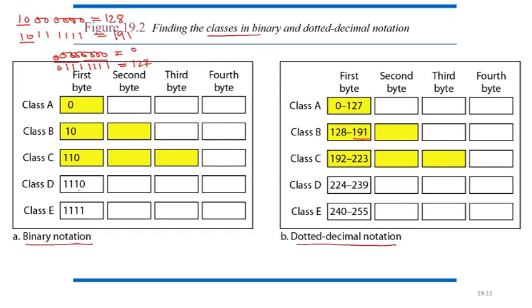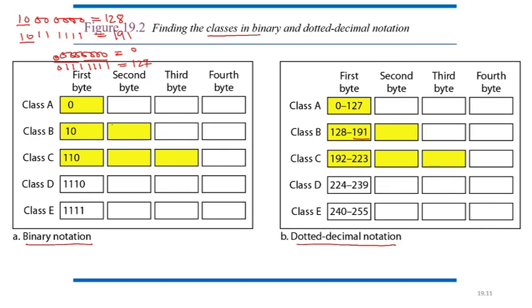Then class D: for class D, these four bits will be fixed. If 4 bits are fixed, the remaining 4 will be 000 or 111. For 000 and 111, this will be the decimal equivalent. Similarly, for class E, these will be 111, then again 000 for the 4 remaining, then all ones. All ones will be like 255. So it ranges between 240 to 255.